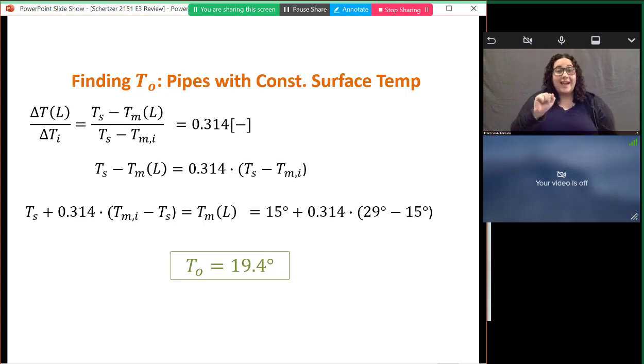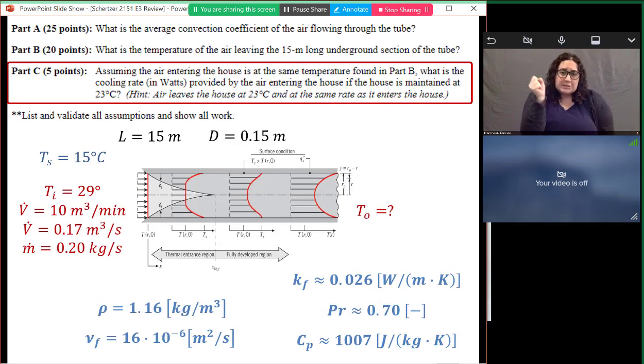I'd feel worse about it if it was like 50. If the temperature was higher, then I'd feel like maybe I made a mistake with a sign somewhere. Or if the temperature was like -200 or something, because that just doesn't seem very physical. But I feel pretty good about this number. So now I'm going to move to part C. I see that part C is worth 5 points, but I'm still going to try to get those 5 points, right? So here it says, assuming the air enters the house at the same temperature found in part B.